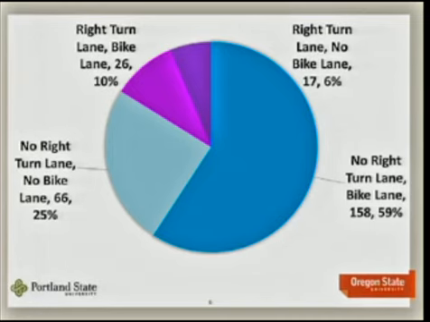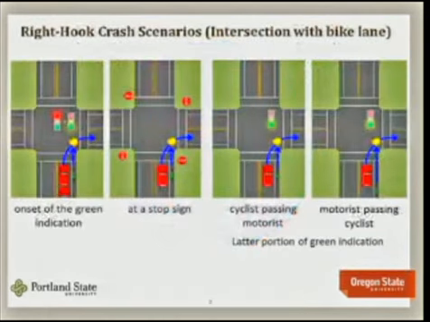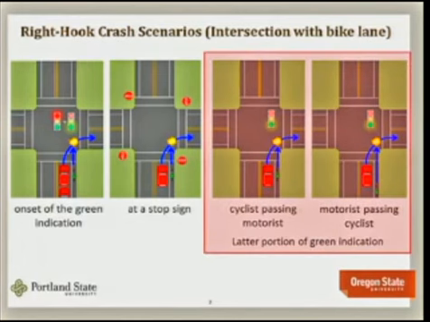So there's a bike lane, but there's no right turn lane for motor vehicles. This is kind of what you would expect when you think about right hook crashes. Cars are turning, they're at signalized intersections, there's a lot of them, and the bike lane is to the right of the vehicle. The right hook crash can happen at a couple of different time periods. It can happen right at the start of green at a signalized intersection, and the same thing can happen at a stop sign. But it could also happen in these two situations where the cyclist is either overtaking the motorist, or the motorist passes the cyclist and then turns in front of the cyclist.